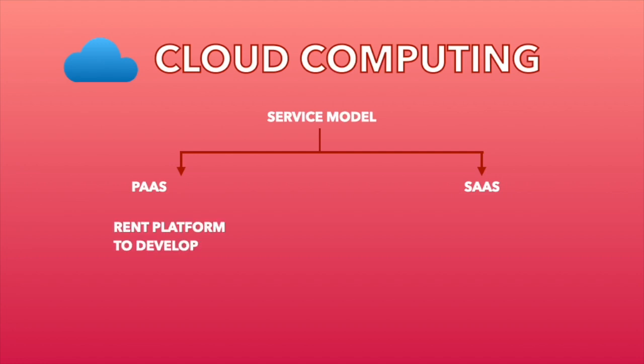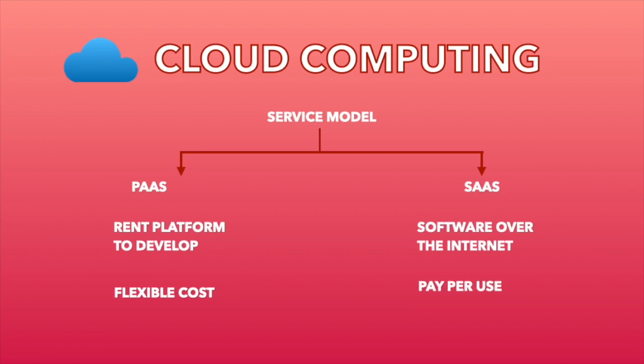Platform as a service lets you rent a platform to develop, test, and run applications. It offers flexibility and a pay-as-you-go cost model, so you only pay for the resources you actually use. Software as a service delivers software over the internet, allowing users to access applications from anywhere. It usually works on a pay-per-use or subscription model, so you don't need to install or maintain software locally.